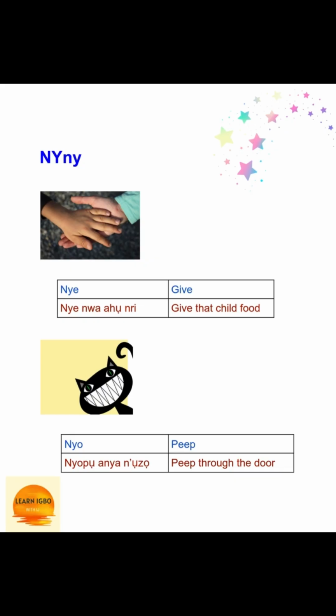Second example. Nyoo, peep. Used in a phrase or sentence: Nyopụ anya n'ụzọ. Peep through the door.